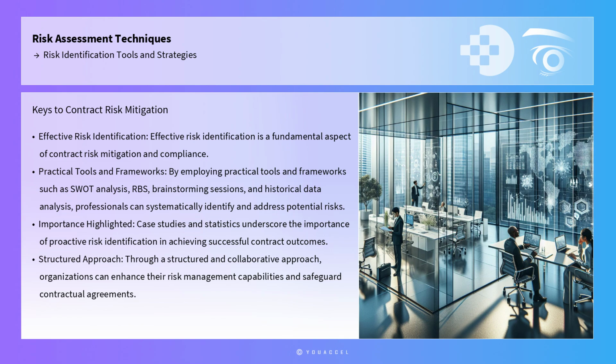In conclusion, effective risk identification is a fundamental aspect of contract risk mitigation and compliance. By employing practical tools and frameworks such as SWOT analysis, RBS, brainstorming sessions, and historical data analysis, professionals can systematically identify and address potential risks. Case studies and statistics underscore the importance of proactive risk identification in achieving successful contract outcomes. Through a structured and collaborative approach, organizations can enhance their risk management capabilities, safeguard contractual agreements, and contribute to overall business success.